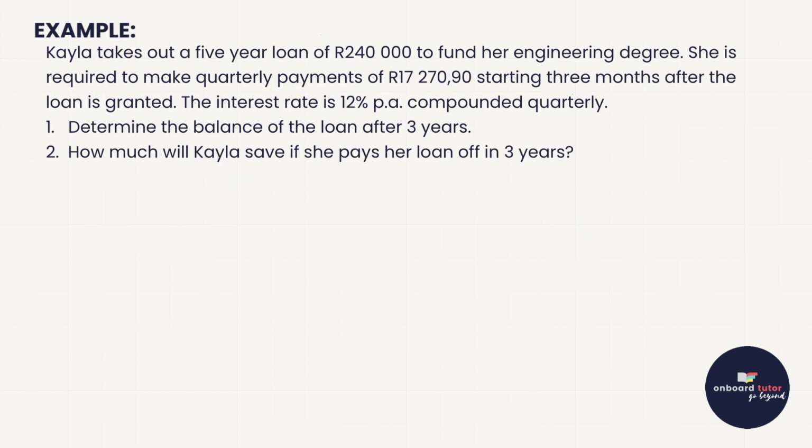Let's look at another example. Kayla takes out a 5-year loan of 240,000 Rand to fund her engineering degree. She is required to make quarterly payments of 17,270 Rand and 90 cents starting 3 months after the loan is granted. Okay, let's come and talk about that next. The interest rate is 12% compounded quarterly.